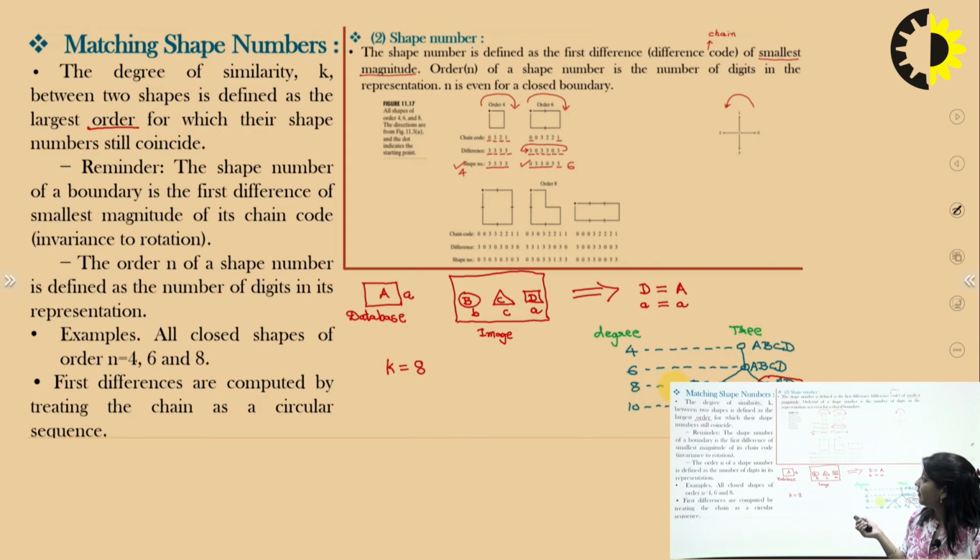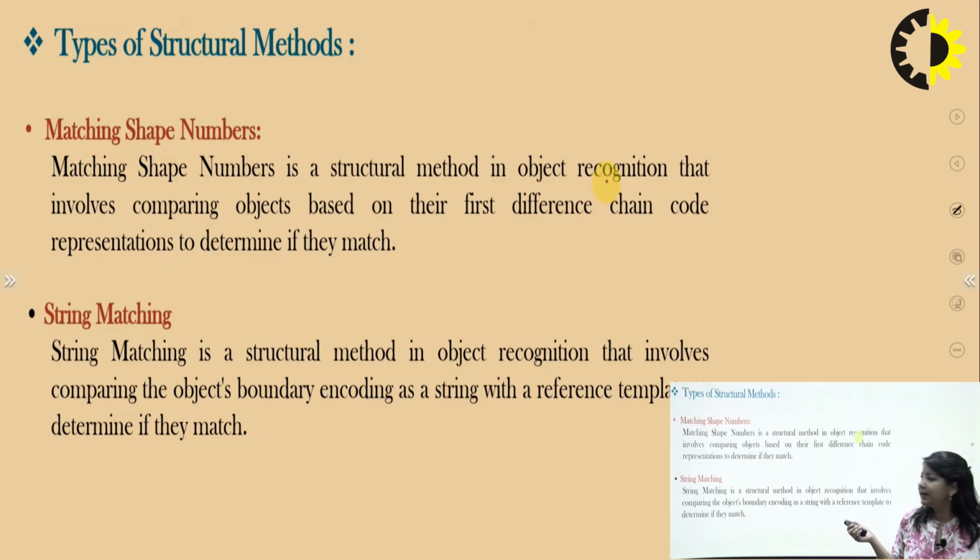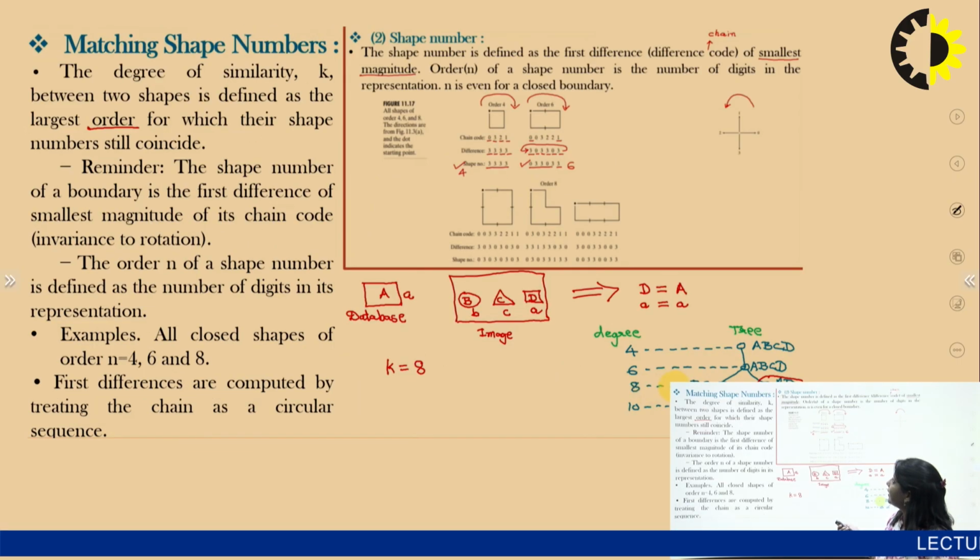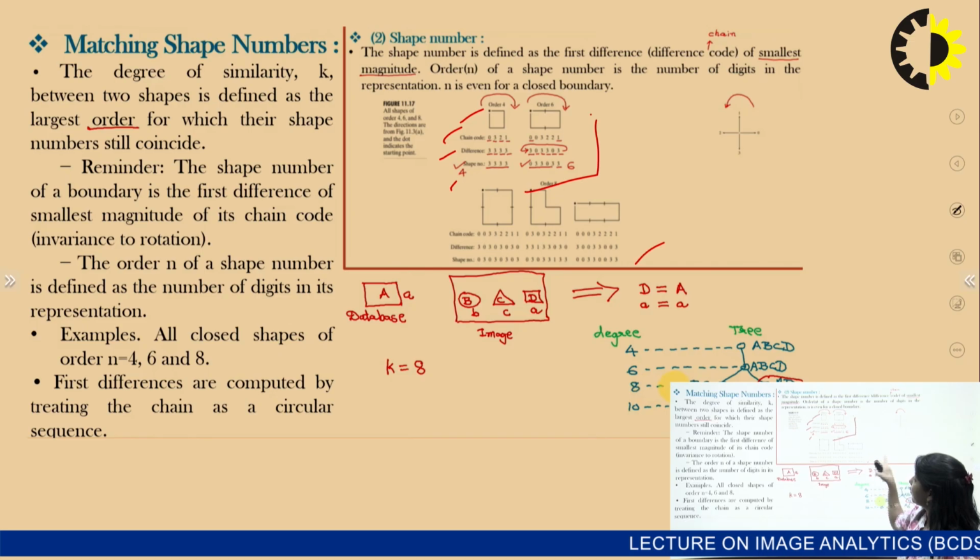In shape number, we already learned in unit 4 how to find the shape number. This is the shape of order 4. This is the shape number: first difference, normalized chain code. So this is the pattern. How can we find out the chain code? And when we find the chain code, we have to match.